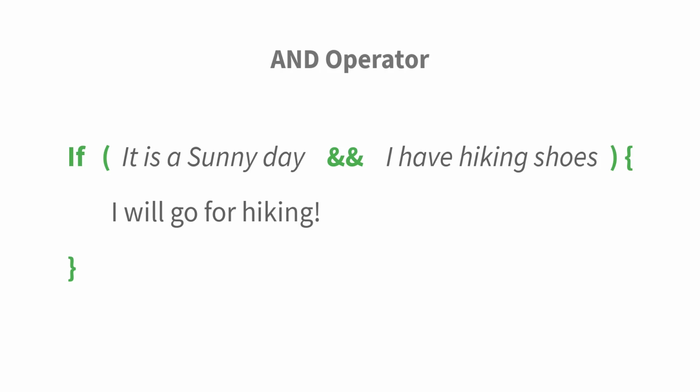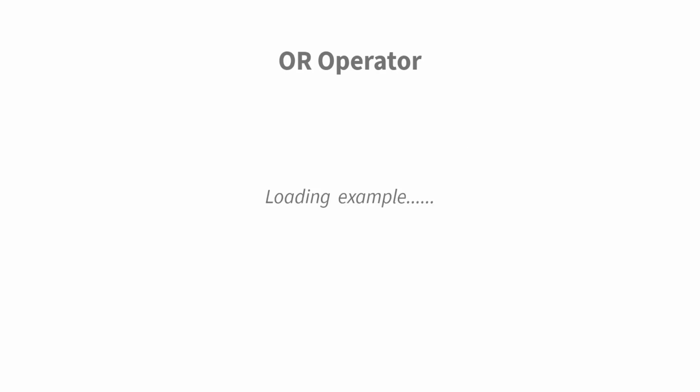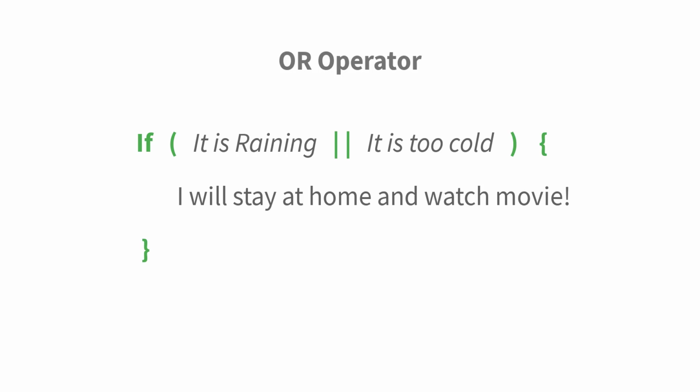In the previous lecture, we learned to use the logical AND operator to start an action when two or more conditions all evaluate to true. There are times you'll want to start an action if only one of two or more possible conditions is true. For example, if it's raining or if it's too cold, then I'll stay at home and watch a movie. In this case, either condition can be true. It's raining or it might be really cold outside. So I'll stay at home and watch a movie.